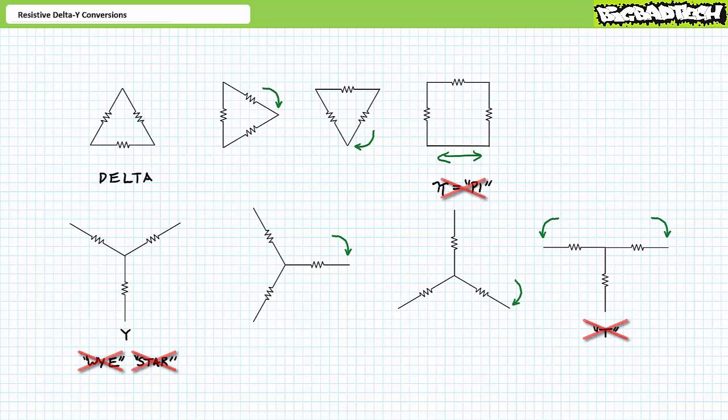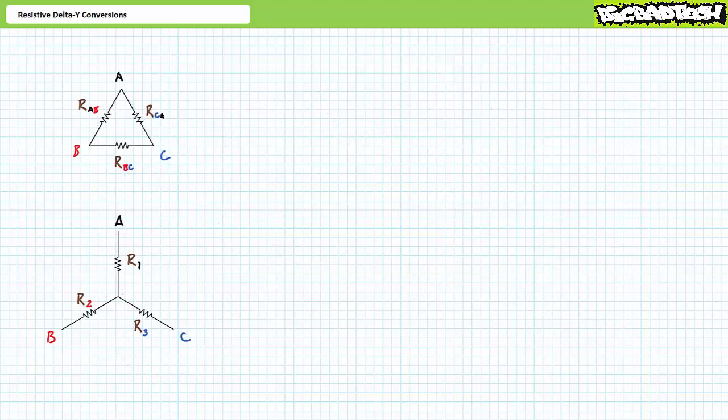You can remember this. Key to establishing any equivalency between delta and Y configurations is establishing equivalency at each external node. Any larger circuit, source, or sources seeing the three-terminal network should be none the wiser to this substitution.